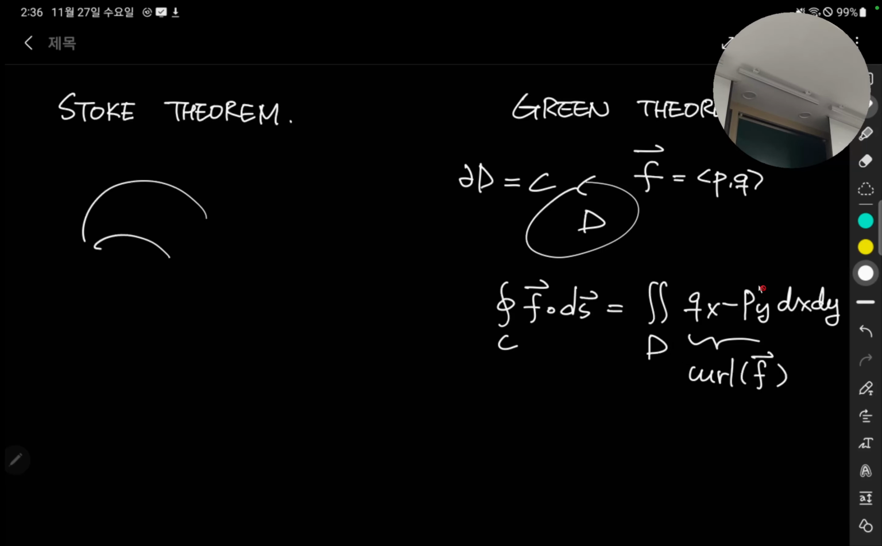It's similar, but we are looking at a two-dimensional surface inside of three-dimensional space. So this is our surface S. It's similar to the Green theorem in the sense that the domain of integration is two-dimensional, D and S. It only differs by where this two-dimensional region is lying. In the Stokes theorem, we are talking about a two-dimensional thing lying inside of three-dimensional space. So the boundary is C.